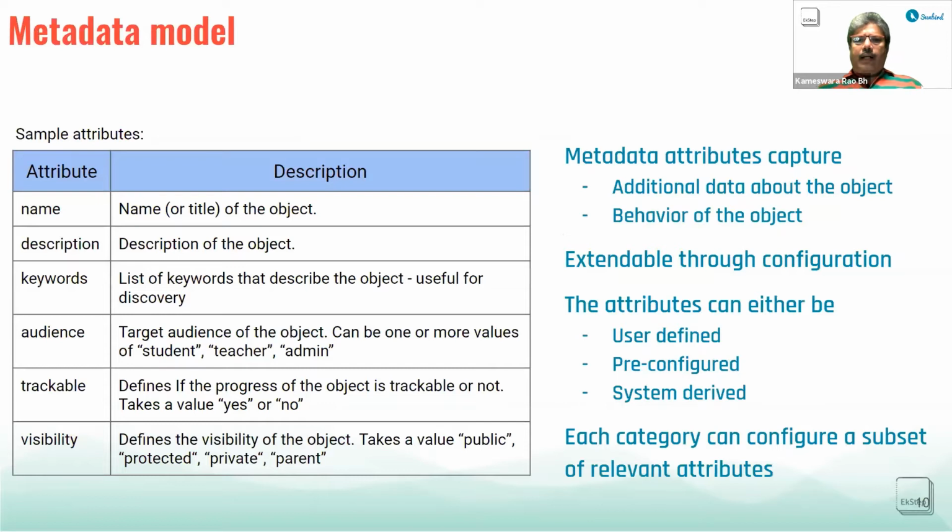Moving on to a little more detail on the different attributes in the metadata model that Sunbird has. These attributes can be either information or additional data about that content. For example, name, description, keywords, audience: all these are information about that content. Or the attributes can define the behavior of the object, for example, whether the content is trackable, which means that for every user who consumes that content, for example a PDF, you can track how much they have completed, the progress.